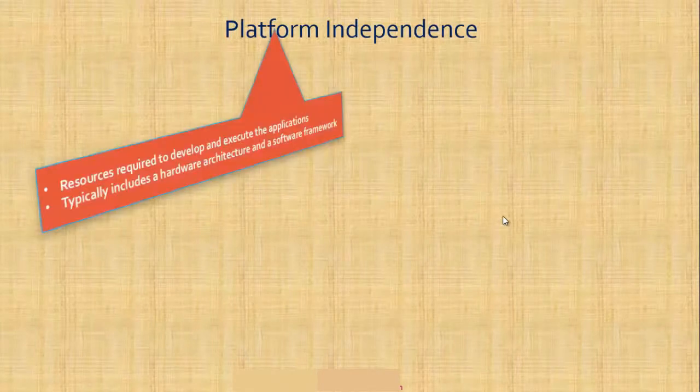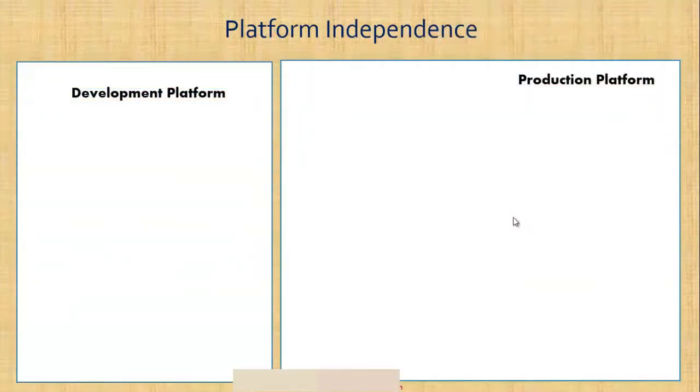To understand platform independence, we should first understand what a platform is. A platform can be defined as the resources required to develop and execute applications. A platform typically includes hardware architecture and software frameworks. Platforms are broadly categorized as development platform and production platform. In case of .NET, the development platform comprises the Windows operating system, .NET framework, any .NET programming language, and an IDE to write applications.